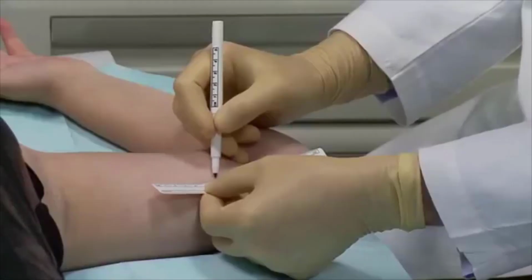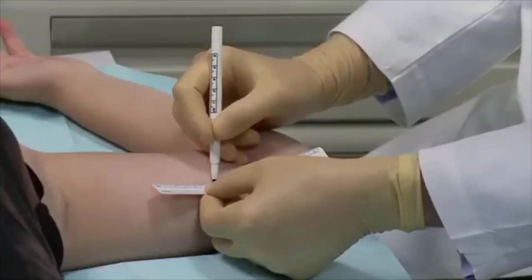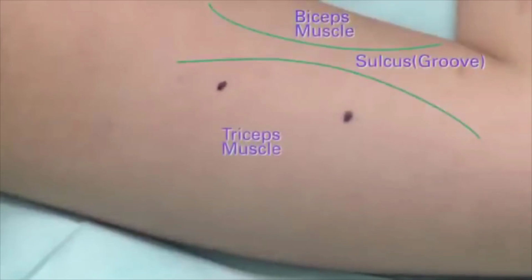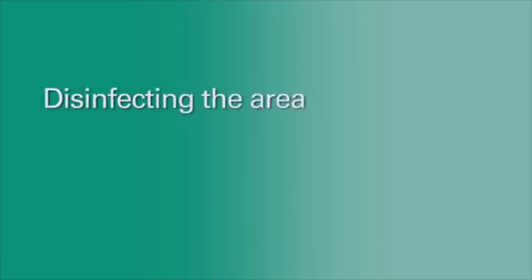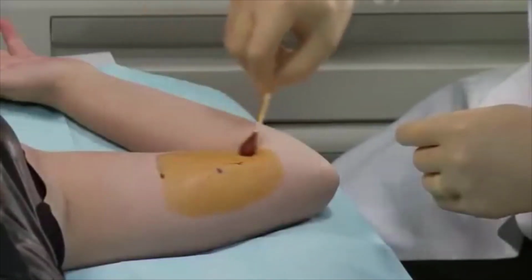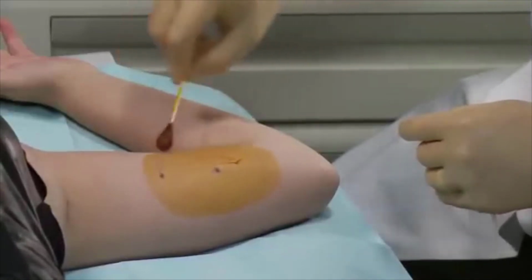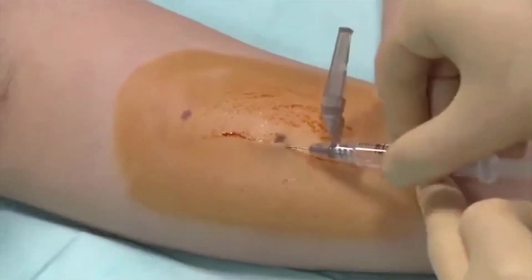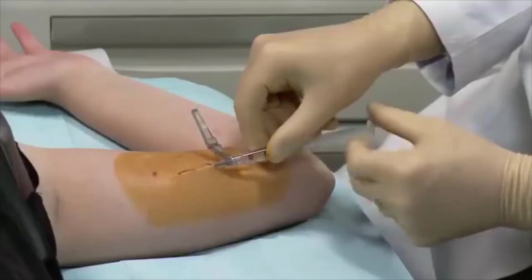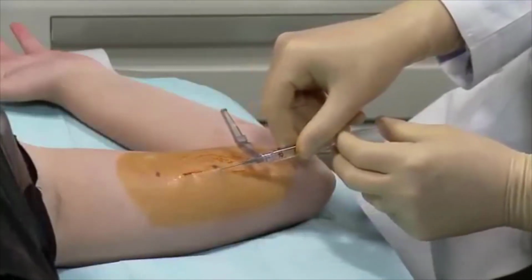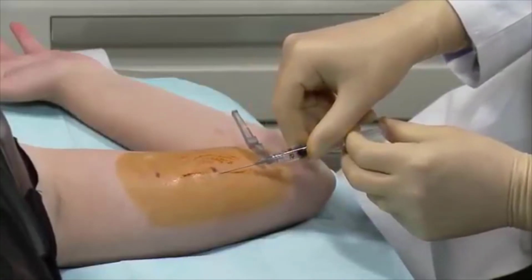Make 2 marks with the marker, one mark at the insertion site and the second mark a few centimeters above the insertion site. The second mark will be used as a direction guide during the insertion. Clean the insertion site with an antiseptic solution. Anesthetize the insertion area, for example, with an anesthetic spray or by injecting 2 milliliters of 1% lidocaine just under the skin along the planned insertion tunnel.